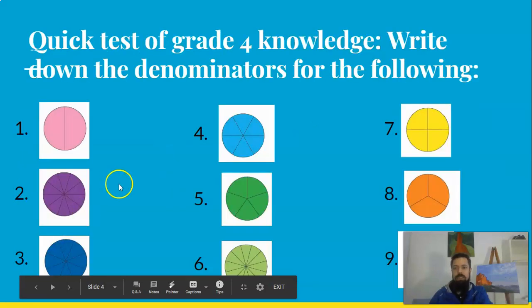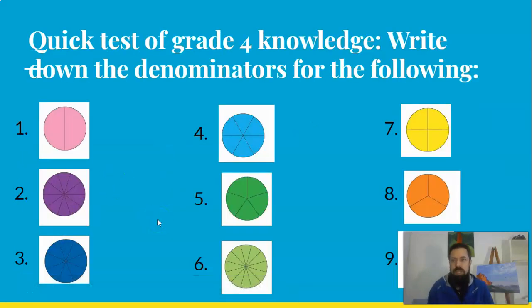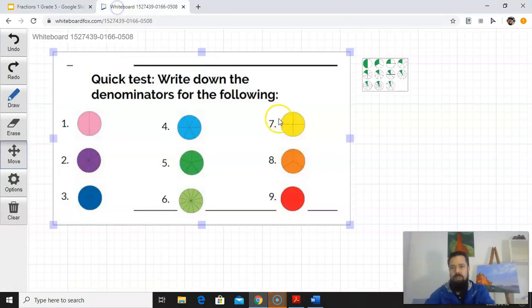Okay, this is a recap of some grade 4 knowledge. Remembering that the denominator is the bottom, I'd like us to write down the denominator for each of these. This is where you're going to use your pencil and paper. I'm going to jump across to a whiteboard platform quickly so I can show you an example of what I'm expecting for your answer. So I'm just going to switch over to my iPad so I can draw at the same time.